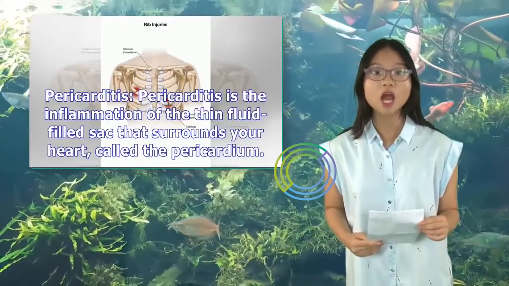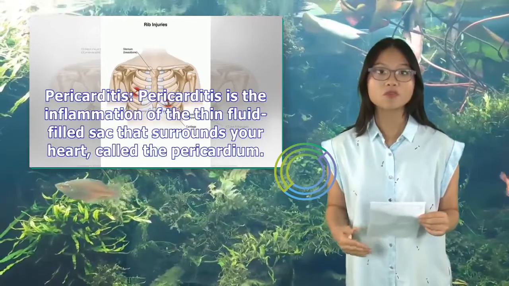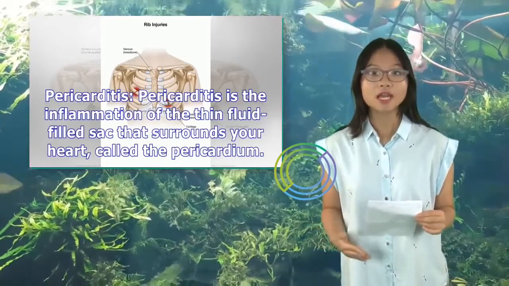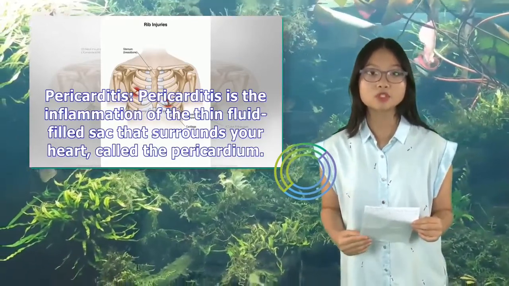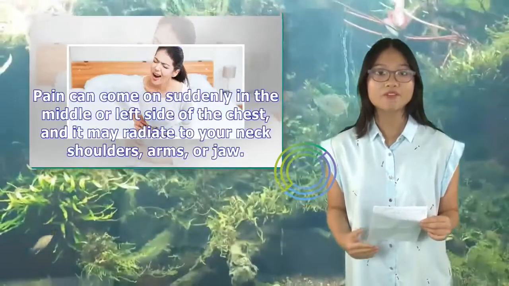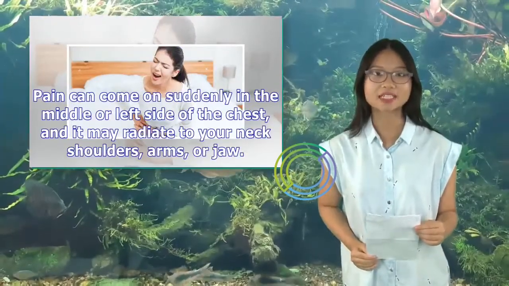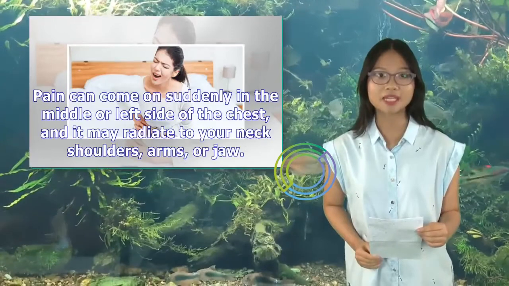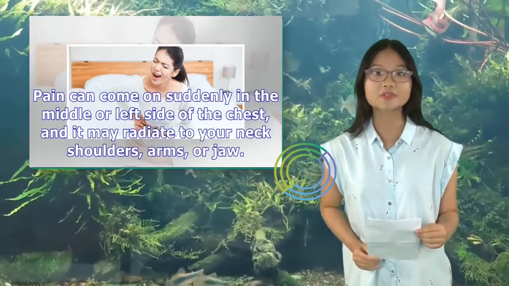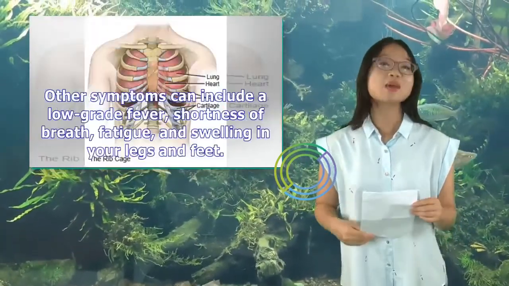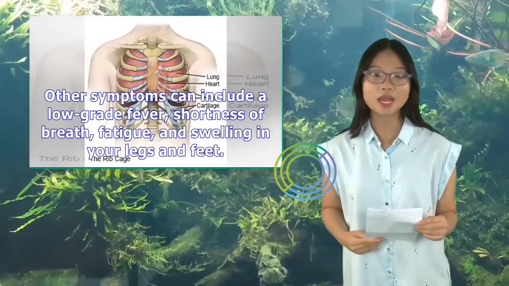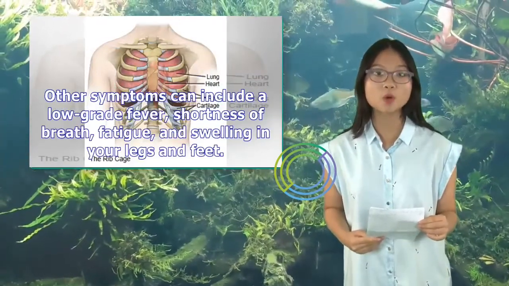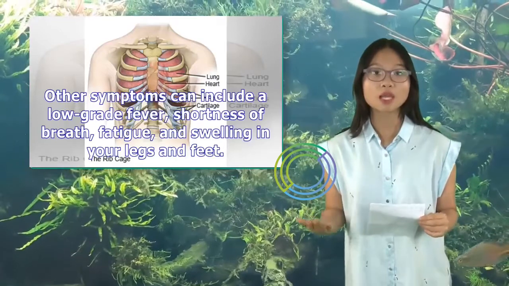Pericarditis. Pericarditis is the inflammation of the thin fluid-filled sac that surrounds your heart, called the pericardium. Pain can come on suddenly in the middle or left side of the chest, and it may radiate to your neck, shoulders, arms, or jaw. Other symptoms can include a low-grade fever, shortness of breath, fatigue, and swelling in your legs and feet.